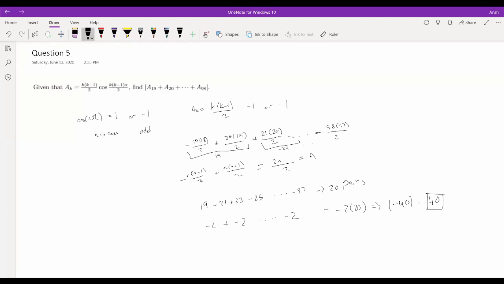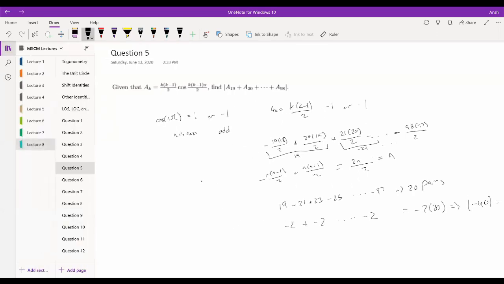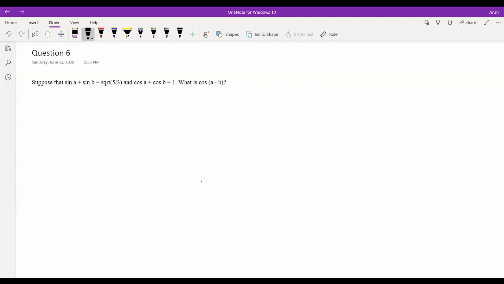All right, moving on to the next question. So this time we're given that the sum of two sines is square root of 5/3, and the sum of two cosines is 1. And we want to find the value of the cosine of their difference. While the last problem was a good example of how trig questions deal with the behaviors of trigonometric functions, there are also questions like this that deal mainly with identities.